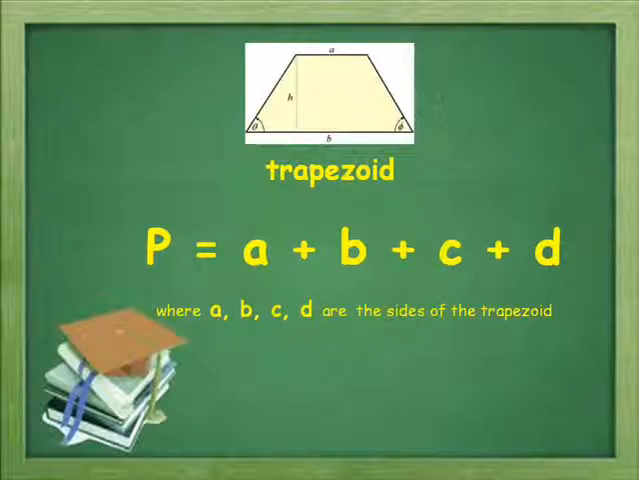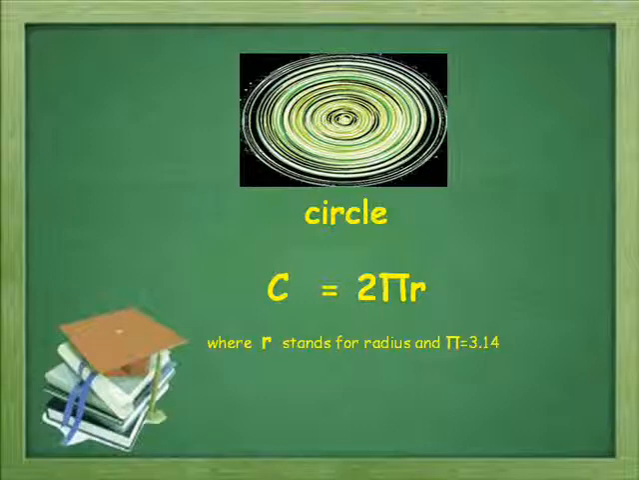Next is trapezoid. To get the perimeter of trapezoid, we're going to use the formula P is equal to A plus B plus C plus D, where A, B, C, and D are the sides of the trapezoid. There is a special term in getting the perimeter of the circle. It is called circumference. To get the circumference of a circle, we are going to use the formula C is equal to 2 pi r, where r is radius and pi is equal to 3.14.